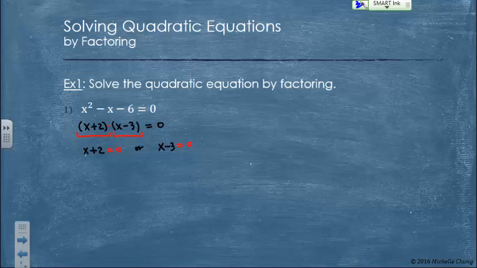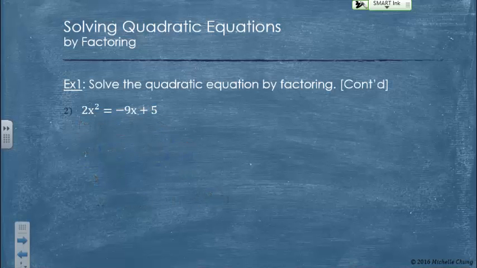Solve the linear. So x plus 2 equals 0. Subtract 2, subtract 2. So x equals negative 2. Same, x minus 3 equal to 0. So add 3, add 3. So x equal to positive 3. So in this problem, our solutions are negative 2 or 3. Or you can write it as negative 2, 3.